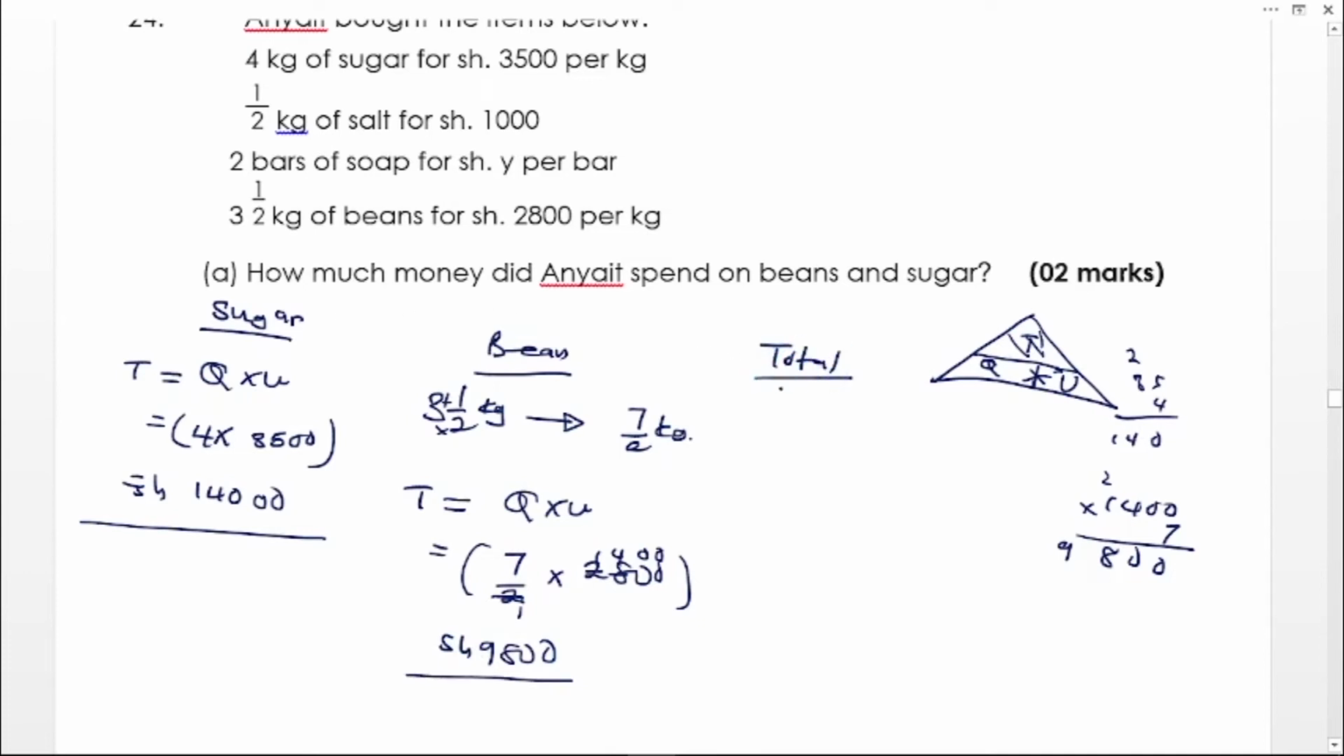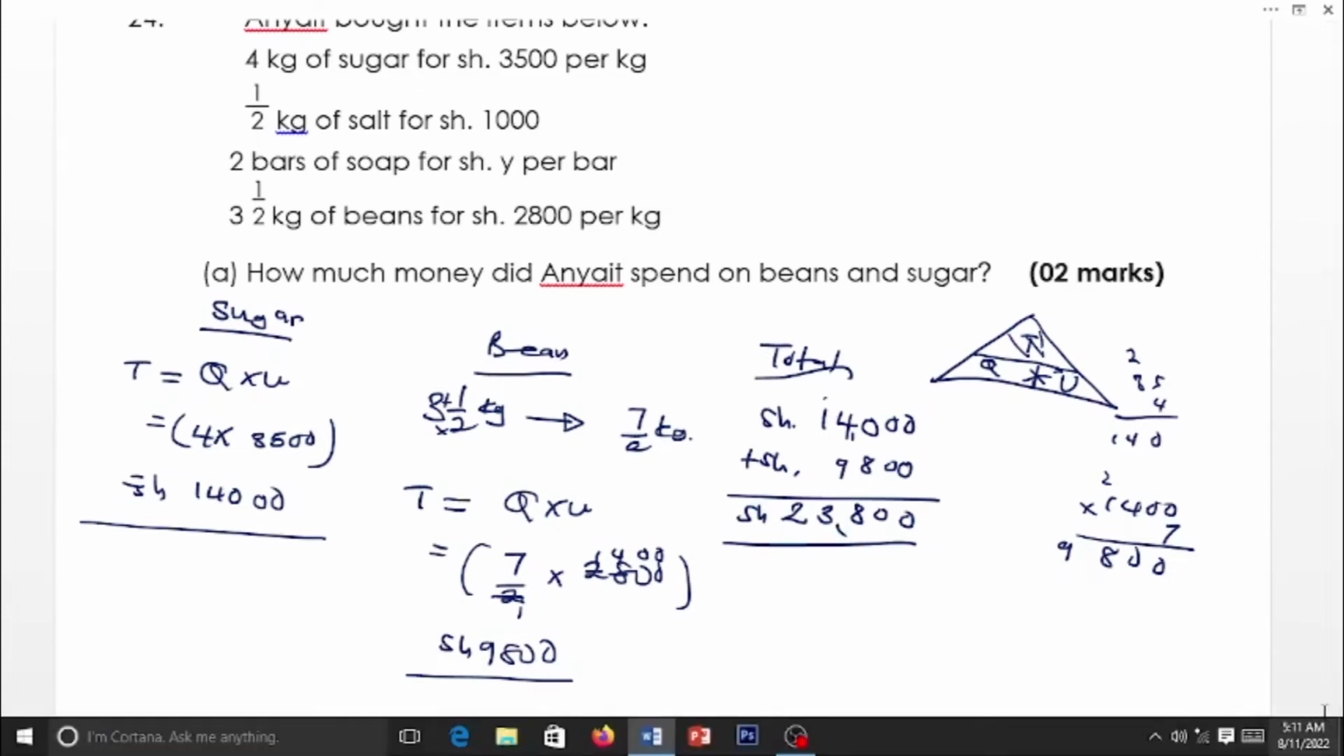Then the total amount for the beans and sugar: we are going to add 14,000 shillings here. We add there 9,800 shillings. Then what is the total? 0, 0, 8, 9, 10, 13 we put here, and 2. So she spent 23,800 shillings on the 2 items there.